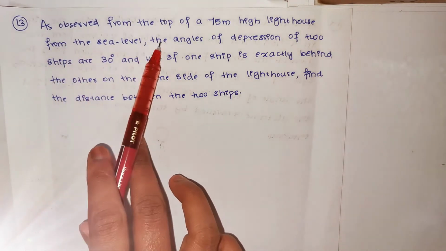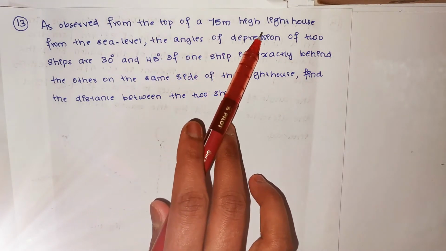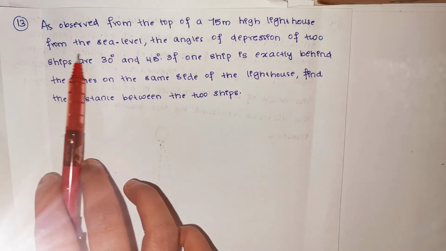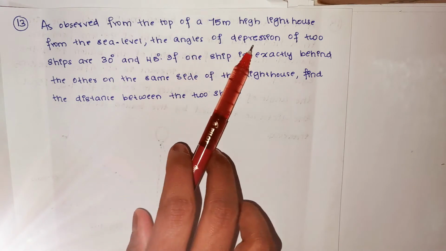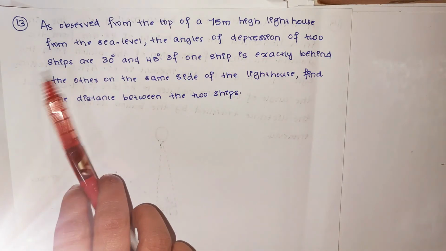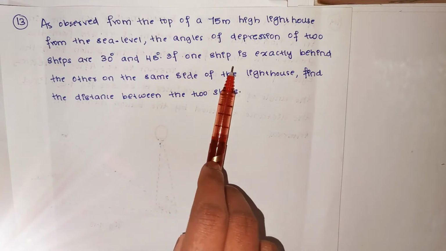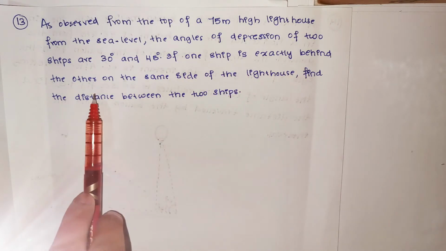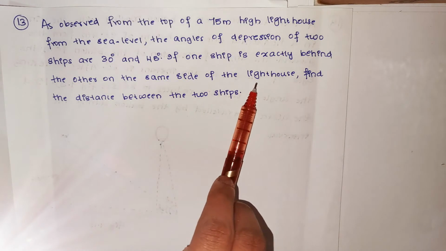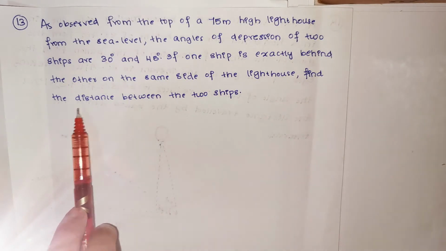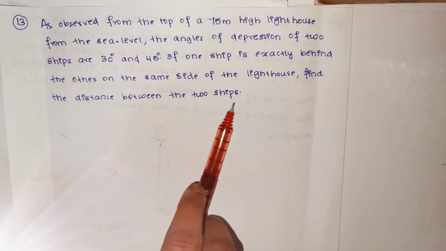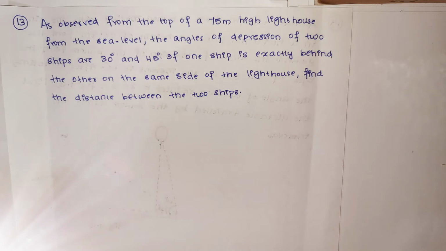As observed from the top of a 75-meter high lighthouse from the sea level, the angles of depression of two ships are 30 degrees and 45 degrees. If one ship is exactly behind the other on the same side of the lighthouse, find the distance between the two ships. Okay, students, so this is the question.